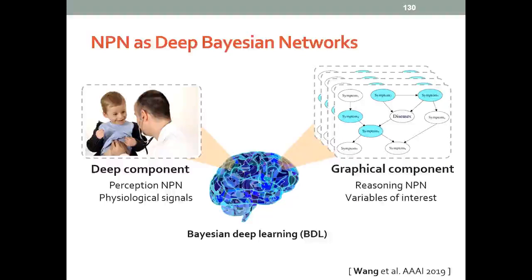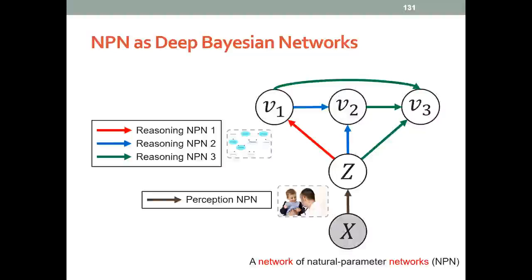One idea is that we can use a large perception NPN to model the physiological signals, which are high dimensional. And then we use several small reasoning NPNs to model the variables of interest. Basically, each of these reasoning NPNs will handle one particular conditional dependency. This will effectively form a network of subnetworks.